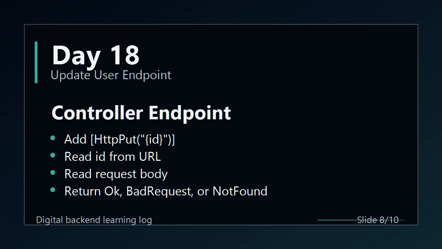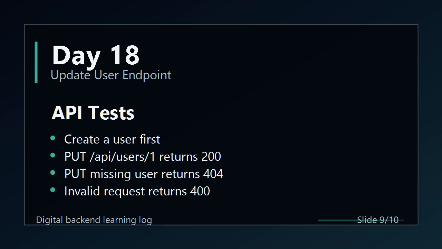It reads the ID from the URL, reads the update data from the request body, and returns OK, bad request, or not found. Testing starts by creating a user first.